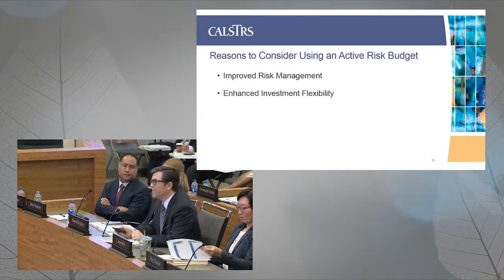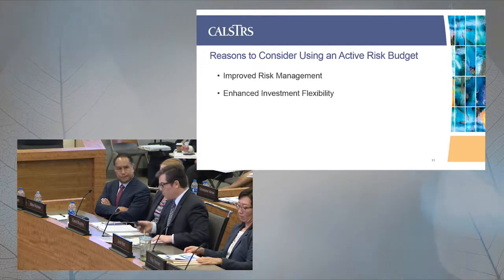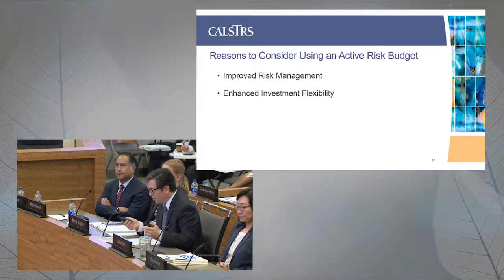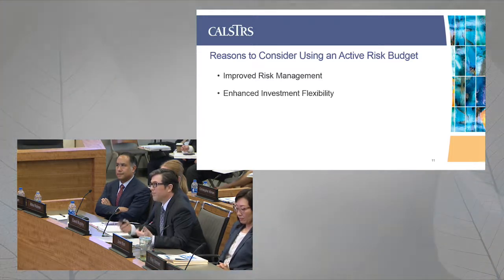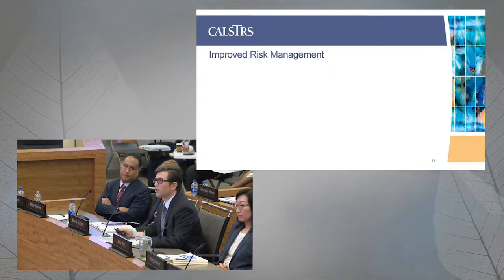So why would we consider using an active risk budget? It's what Scott was saying earlier, it's considered a best practice for pension funds, and it would also lead to better oversight and management of the global equity portfolio. The two benefits we're going to highlight today are that it will improve our risk management, and there's also enhanced investment flexibility with moving to this kind of framework. So I'm going to talk a little bit about the improved risk management right now.